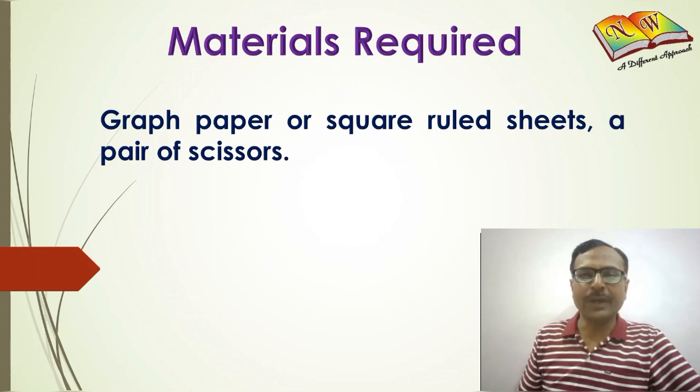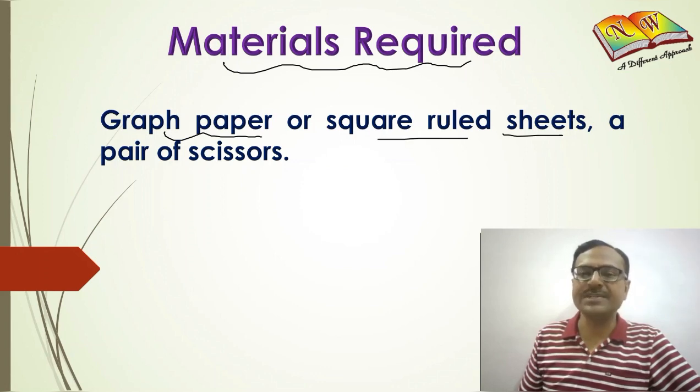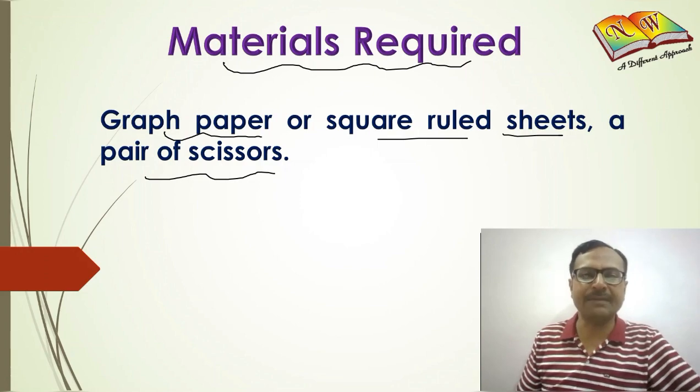The materials required to perform this activity of direct proportion are graph papers or squared ruled sheets and a pair of scissors for cutting work. Let's perform this activity now.